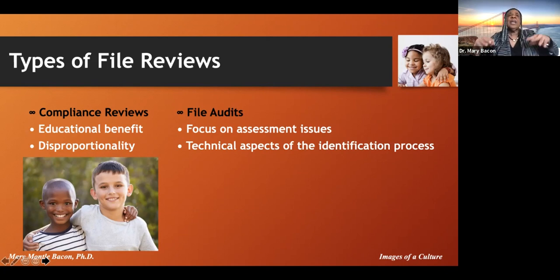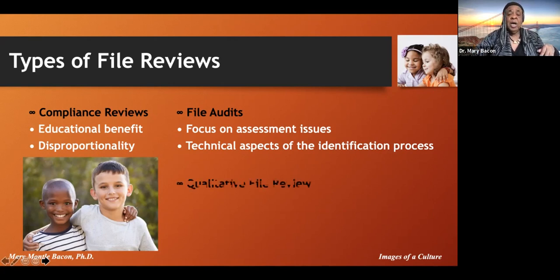What does the report reflect that they really had the sufficient information in order to reach the conclusions that they did? File audits focus much more on the technical aspects of the identification process. And some of you have done that, and you will sit there and say, well, why did she use that test? Oh no, that's not the one that's appropriate to have made the decision. Or there really wasn't enough information in order to come to the conclusion that that student was in fact eligible for special education. So that's a second kind.